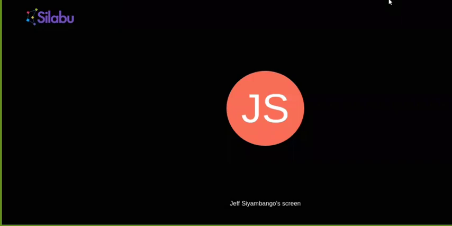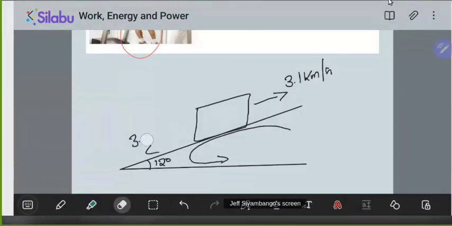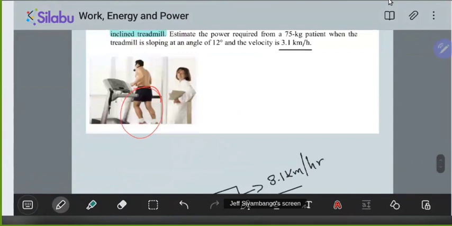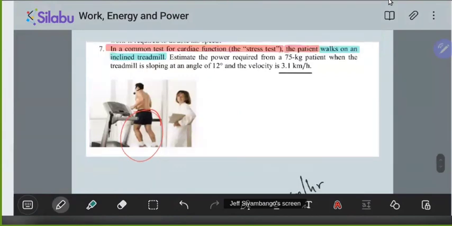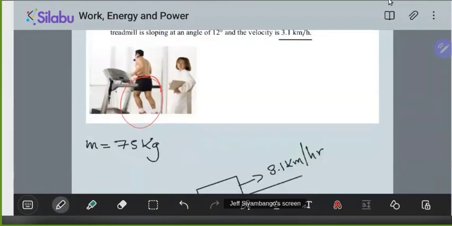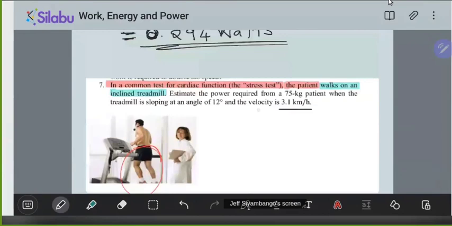So all I want us to get from here is that whatever speed they are giving us there, that is the speed of this object. And this is the speed the object has up the inclined plane: 3.1 kilometers per hour. Now, what is happening here? Estimate the power required for a 75 kg patient. So we're given the mass, 75 kg, on a treadmill which is sloping at that angle, and the velocity is given by this.